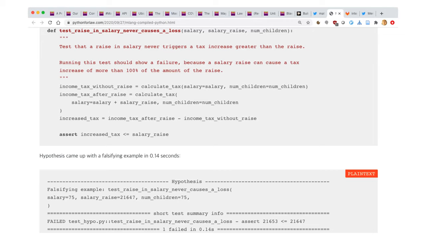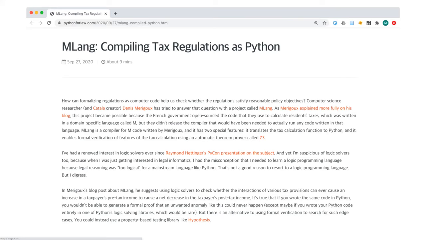And people have talked about how to do this in Python, for example. And so you can run this as a test, right? You can say a raise in salary should never cause a loss. And then you run that as part of your test suite, as an assertion. So this is the sort of thing that is actually really hard for humans to find, but which computational law makes possible. So you can apply this kind of thinking to laws, to contracts, all kinds of legal scenarios where things get complex very fast.